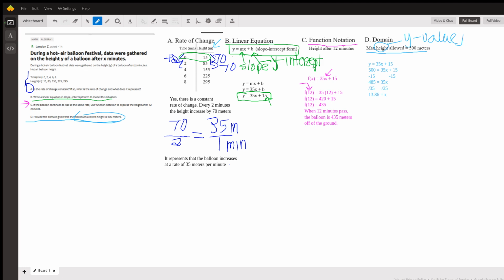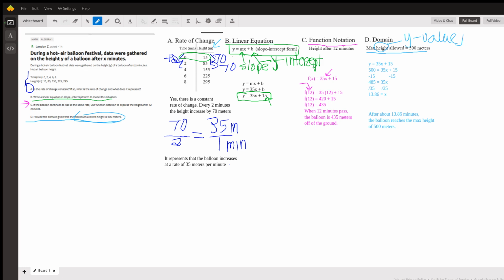And what does that mean in this context? Well, what does X represent? X represents time. So after about 13.86 minutes, the balloon reaches its maximum height, the max height of 500 meters.